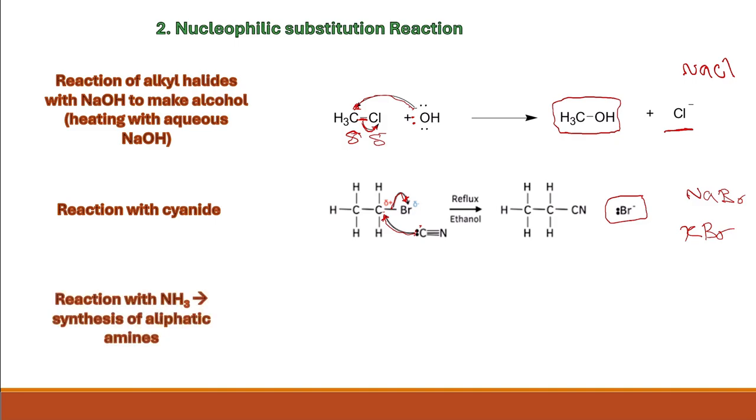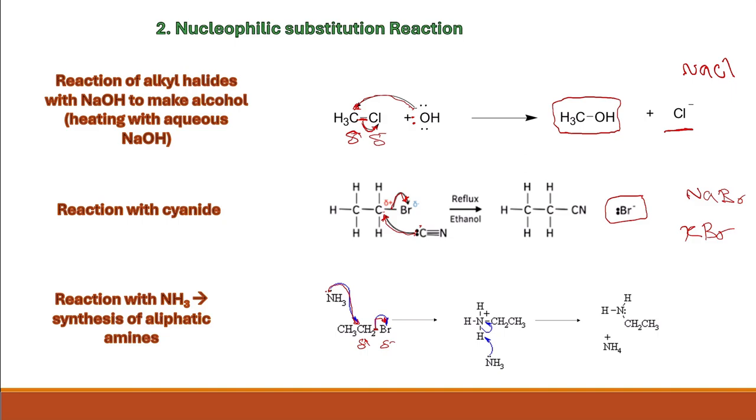Another example is a reaction with ammonia, and ammonia is again a nucleophile. This is to make aliphatic amines. So again, exactly the same mechanism, just a different nucleophile. You have the nitrogen from the ammonia. It has a lone pair of electrons. It's going to attack the partially positive carbon. At the same time, the bond between the carbon and the bromine will break. So the curly arrow goes from the bond toward the bromine.